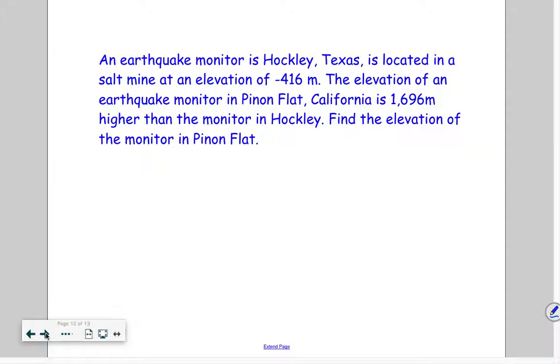This one is in your notes. The earthquake monitor in Hokley, Texas is located in a salt mine at an elevation of -416 meters. The elevation of an earthquake monitor in Pinyon Flat, California is 1,696 meters higher than the monitor in Hokley. Find the elevation of the monitor in Pinyon Flat. So we have -416 meters, and we are climbing up. It says it is 1,696 meters higher, correct? So if it's 1,696 meters higher, isn't that an addition question?